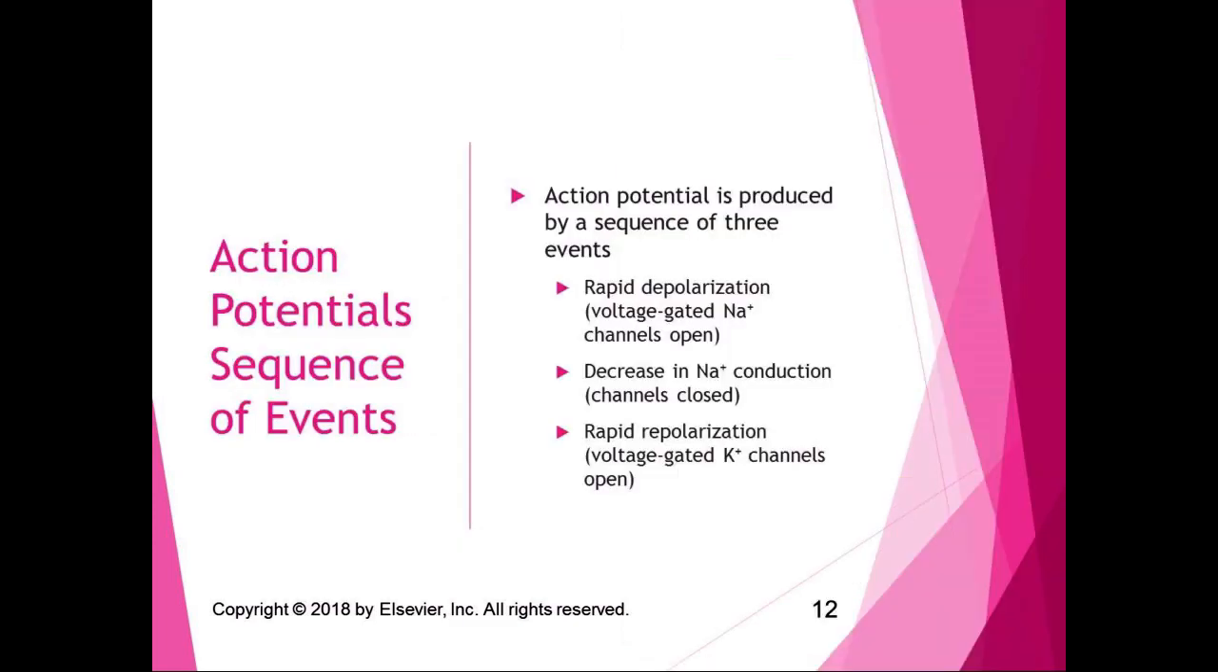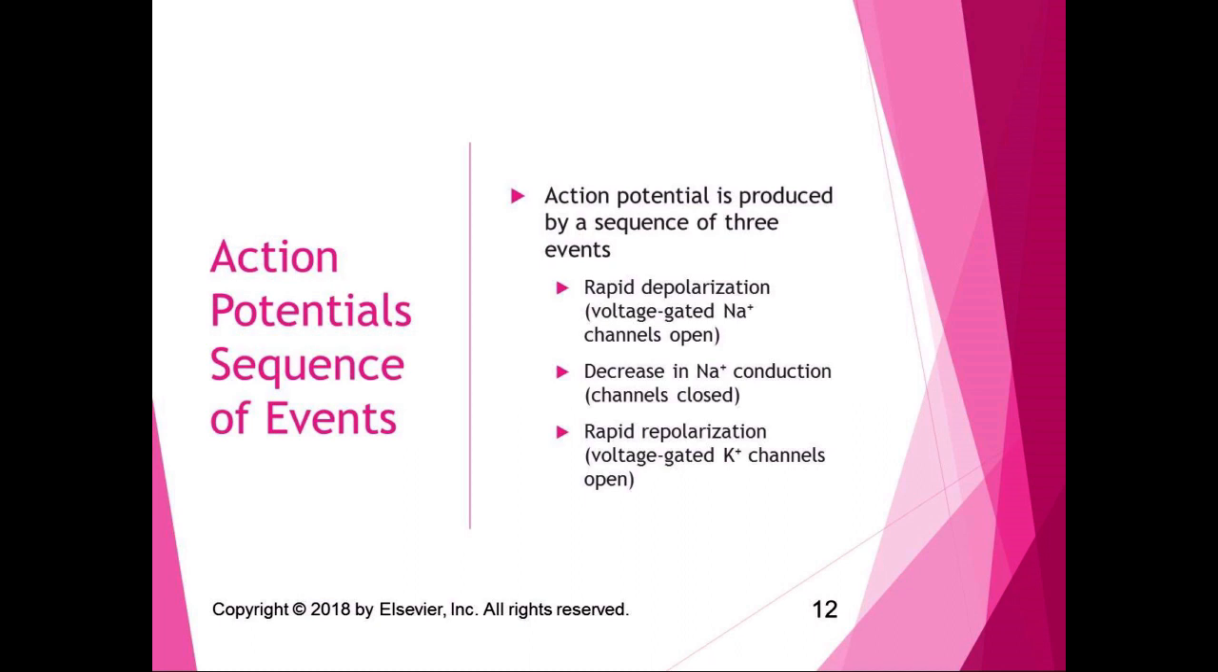So the action potential is produced by a sequence of 3 events: rapid depolarization, and the voltage-gated sodium channels open, because the change in voltage opens the sodium channels. Then the channels close, and it causes a decrease in sodium ion conduction. And then rapid repolarization, which is when the voltage-gated potassium channels open. Because of the ion chemical gradient, when the channels open, the ions will move in the direction of their chemical gradient.